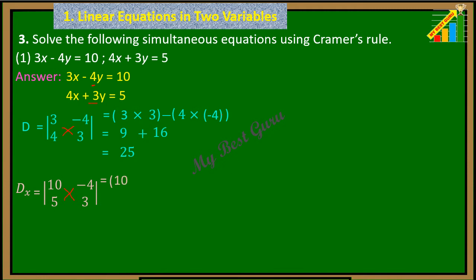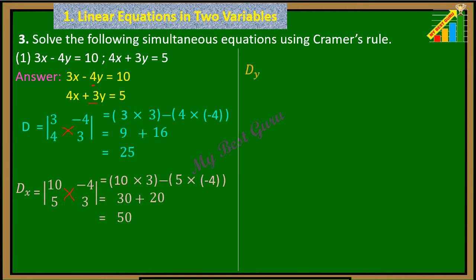So dx is equal to 10 multiply with 3 minus 5 multiply with minus 4. So 10 multiply with 3 is 30. Minus minus will become plus. This minus and this minus will become plus. 5 multiply with 4 is 20. So 30 plus 20 is equal to 50.